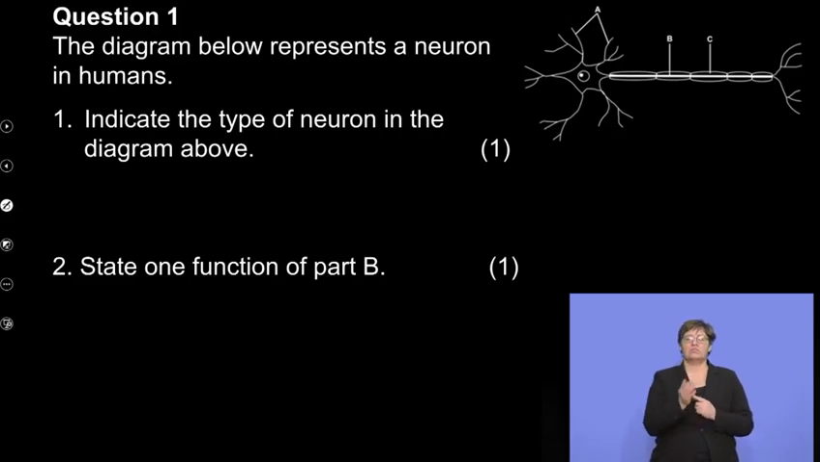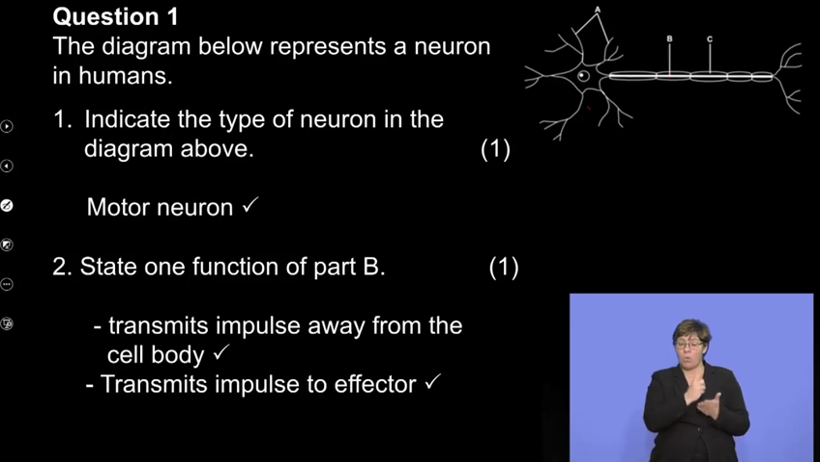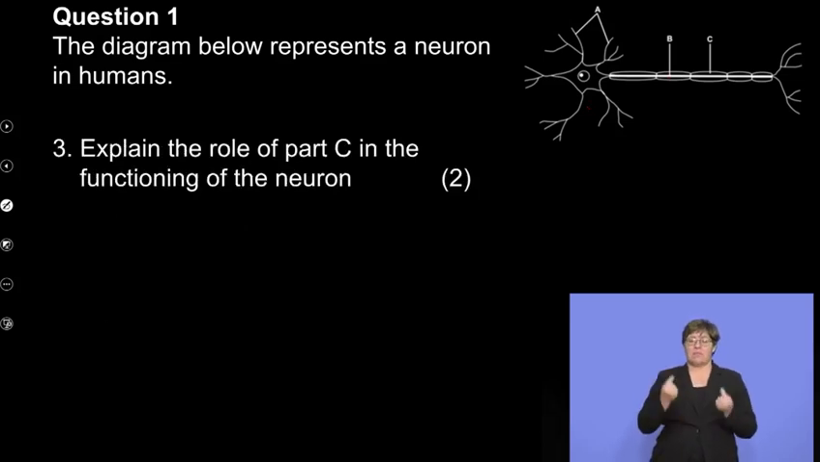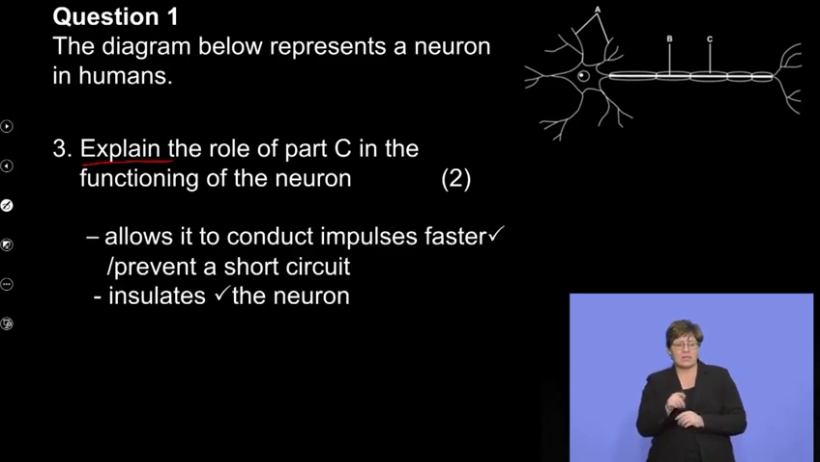Indicate the type of neuron in the diagram. Obviously, that will be a motor neuron. State one function of part B. Part B is the axon. I said axon always carries the impulse away from the cell body, right? And towards the effector, the muscle or the gland. It must react. Explain the roles of part C in the functioning of the neuron. That's part C there. That is obviously your myelin sheath. You have to explain, so you have to say what it's doing. It's insulating, right? It's insulating, and that's why the impulses will be conducted faster.